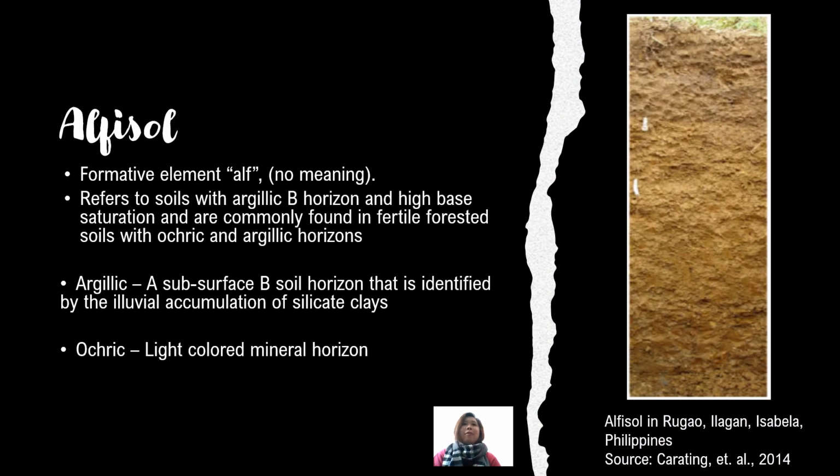Next is alfisol. It has the formative element "alf", and this refers to soils with a argillic B horizon and high base saturation, and they are commonly found in fertile forested soils with ochric and argillic horizons. By the way, argillic means it is a subsurface B soil horizon that is identified by the illuvial accumulation of silicate clays, while ochric is a light-colored mineral horizon. Argillic and ochric are both diagnostic horizons.